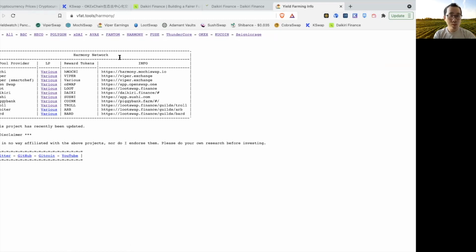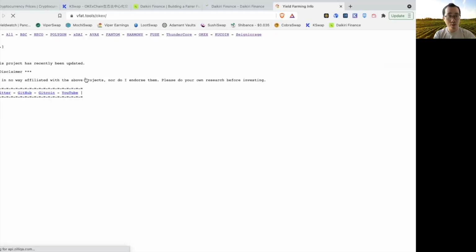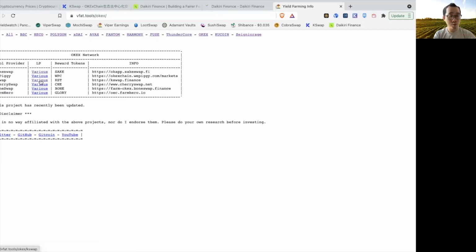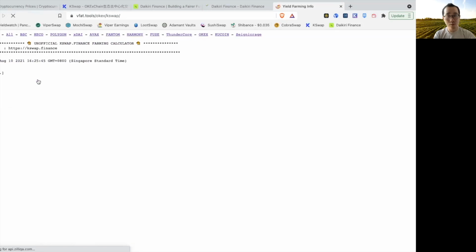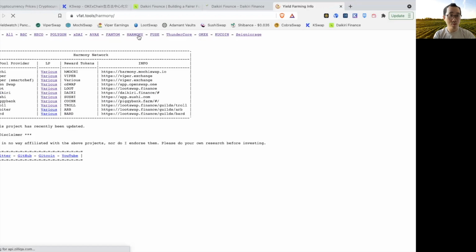Once we select a blockchain to go into, we can then look at the different APRs in the farms. For you to be able to look at the APRs on the farms, you need to be connected to the correct network. For example, if I go into the OKEx farm and try to look at the APRs there, and I choose KSwap, it will tell me that I'm currently connected to the wrong network, and that I need to switch to the OKExChain mainnet network. So let's go to the Harmony farms instead, just for the sake of this tour.